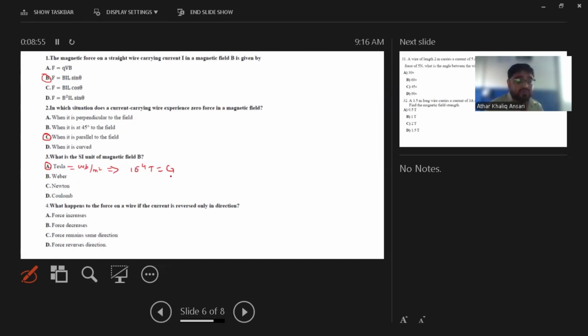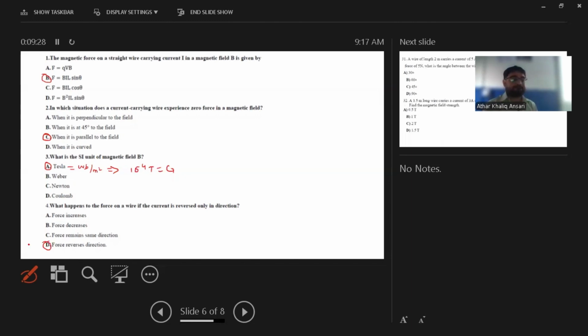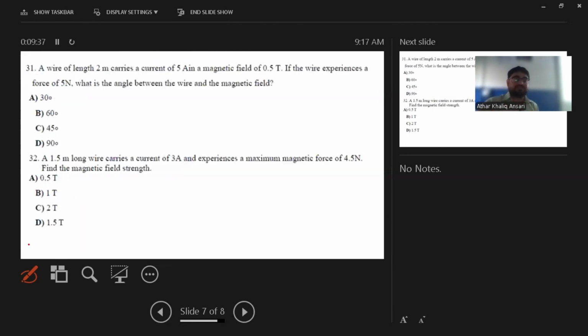Number 4, what happens to the force if current is reversed? If current was going to the right, suddenly, for example, current is going toward you, it is reversed. What happened to the force? Force is, for example, in this direction. So force will also be reversed. Does it increase or decrease? No change in the magnitude because we are not changing the values. So it will change the direction only. It will be reversed. Okay, Rayan, can you answer this one? Yes, please. When you reverse the current, automatically it will reverse the direction of the force.